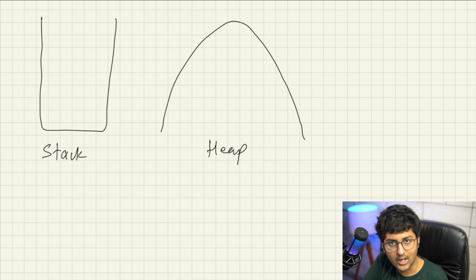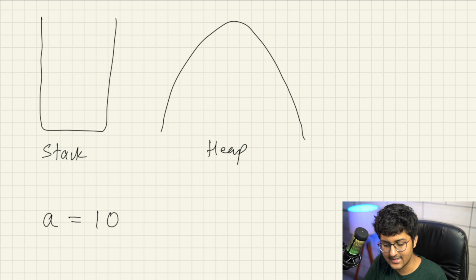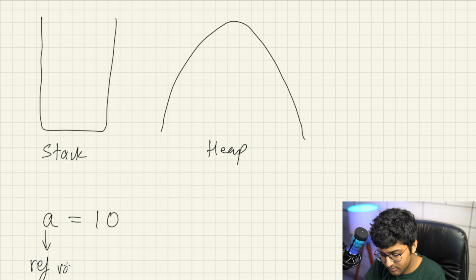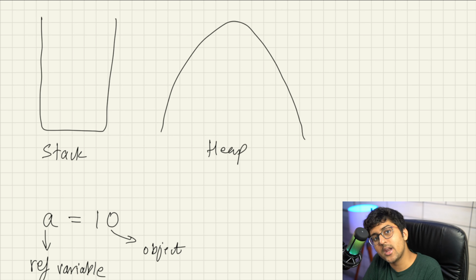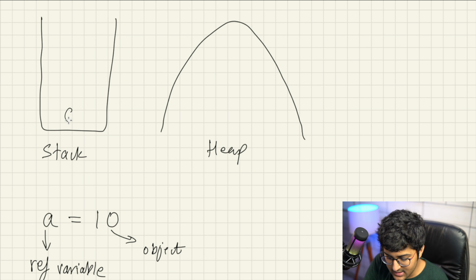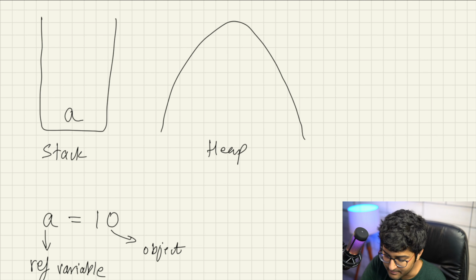And when you write in your programming language something like this, a is equal to 10, a is known as what? Reference variable. And this 10 is known as what? Object. A is not the object. Many people say A is the object. No, A is the reference variable, 10 is the object. How is this stored in memory then? Your variables and function calls and whatever, for now let's just say variables, they are stored in the stack, and the actual object that is in the memory, the actual value of that object, is stored in heap.